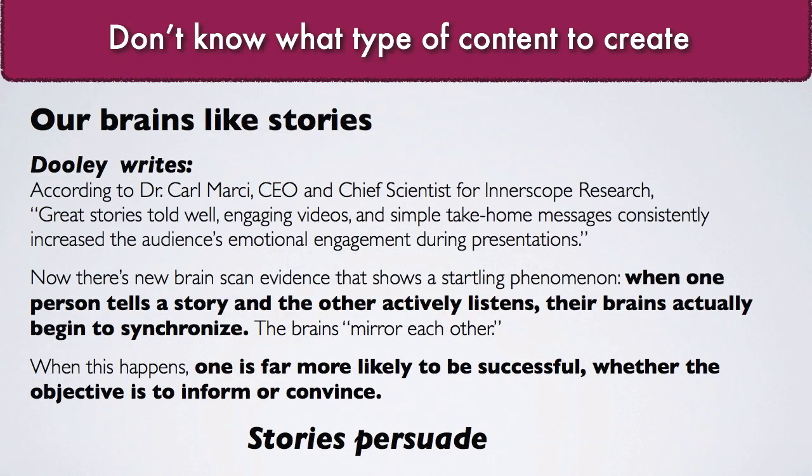The first one is that our brains like stories. When he does this research, they're wiring people up and looking at brain waves and it's all this really impressive scientific stuff. At Interscope Research, the chief scientist there says, great stories told well, engaging videos and simple take-home messages consistently increase the audience's emotional engagement. And here's the amazing thing. When one person tells a story to another person, they found that their brains mirror each other. The person hearing the story anticipates, and they kind of sync together. And what happens is it makes it much easier to persuade the person. You can persuade them much better by telling a story than by telling them facts.